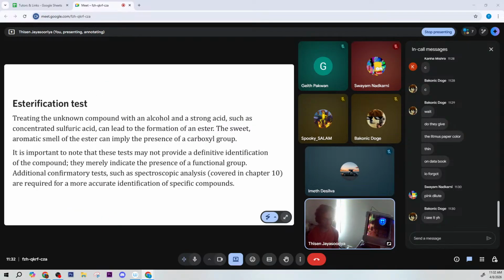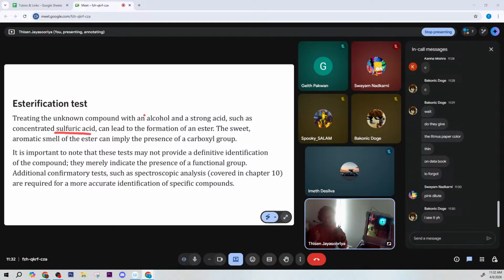We also have esterification. For esterification, if we think we have a carboxylic acid present, we can react that carboxylic acid with an alcohol, or if we know we have an alcohol present, we can react it with a carboxylic acid. And if we remember, if we react it with strong sulfuric acid, a condensation reaction occurs and it produces this ester. Afterwards, to tell if an ester has been formed, we can smell the solution.